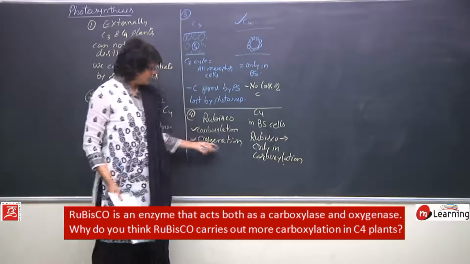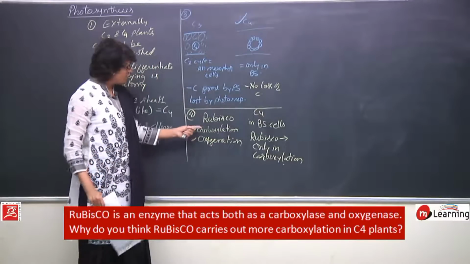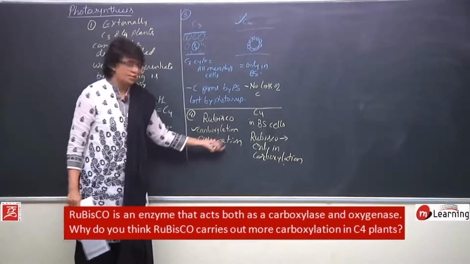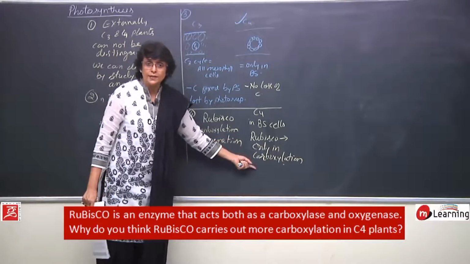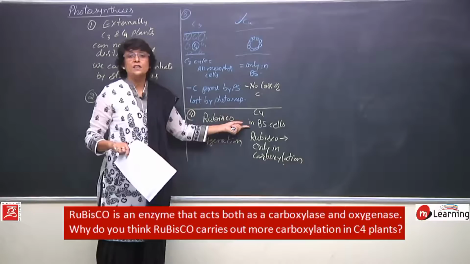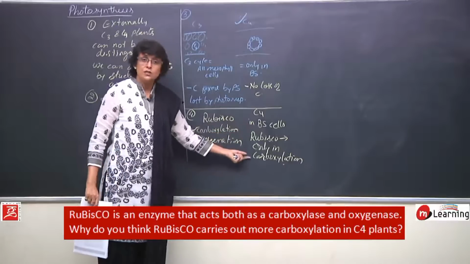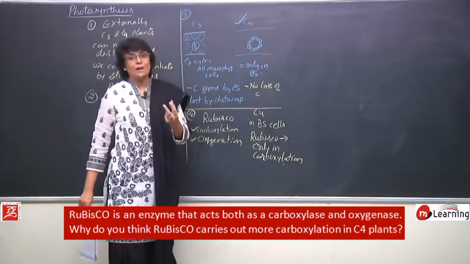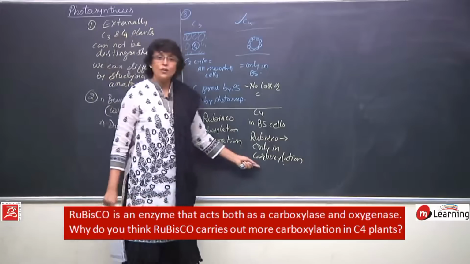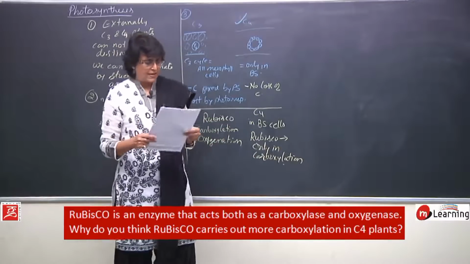If it is helping in only one process, carboxylation will be more as compared to here, because here there is division, some Rubisco in carboxylation and some Rubisco in oxygenation. Whereas in C4 plants, the site of the C3 cycle has been shifted from mesophyll cells to bundle sheath cells, where only carbon dioxide is available and temperature is lower. So, the only reaction in which this Rubisco helps is carboxylation.